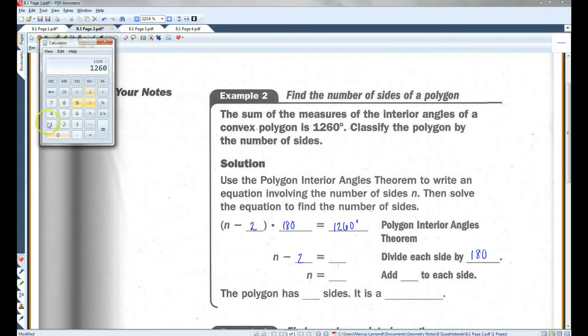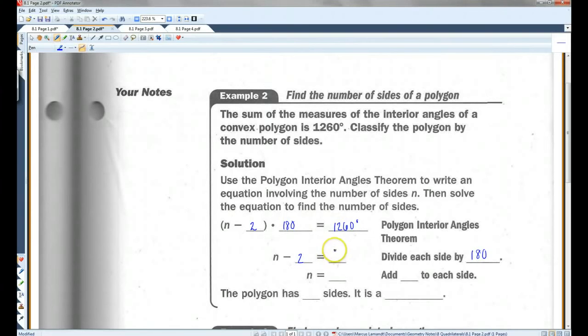1260 divided by 180 is 7. Now I'm going to add 2 to each side. n equals 9. So the polygon has 9 sides. And if you remember, a 9-sided figure is called a nonagon.